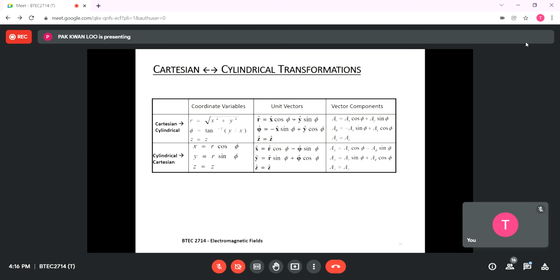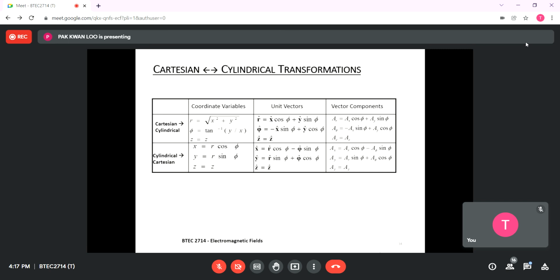We haven't talked about it, but I will briefly go through with you how this unit vector transformation comes about. Basically, it's just the application of the dot product, as simple as that. Once we can find the unit vector, we can also find the associated vector component.